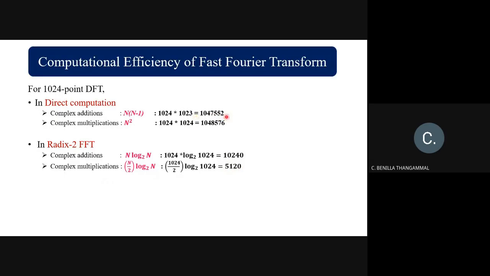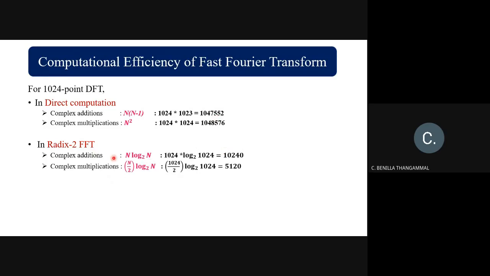So here we just see the difference. The time taken to compute your 10,47,550 additions is very, very high, but here the time taken will be very, very less. Similarly, you can see that in multiplication, there is a huge difference. So you are able to obtain the DFT results in a very fast manner using this radix 2 FFT algorithm.